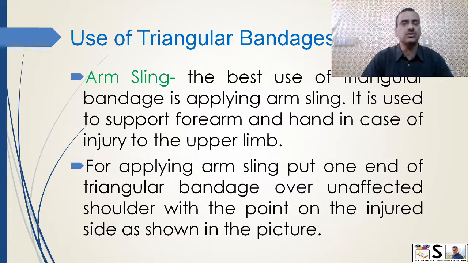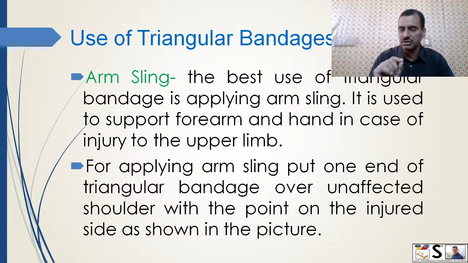What are the uses of triangular bandage? The best use of triangular bandage is to apply an arm sling. It is used to support the forearm and hand in case of injury to the upper limb. For applying an arm sling, put one end of the triangular bandage over the unaffected shoulder.